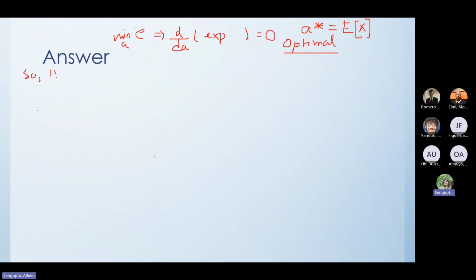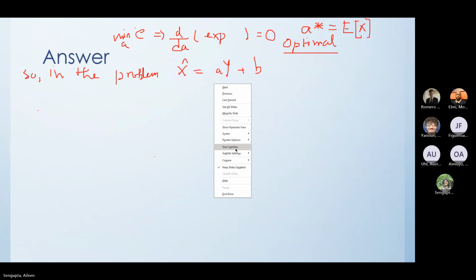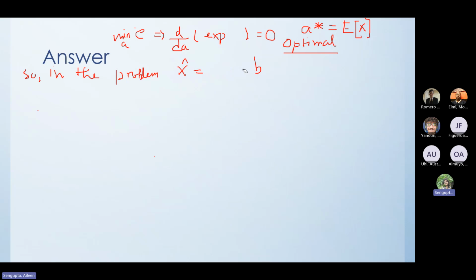So in the problem, what do we have? The expression is given as x hat is now aY plus b, okay? Had this not been present, this entire problem would have been treated as we have treated it in part 1, right? So the b star would still be the expected value of x.